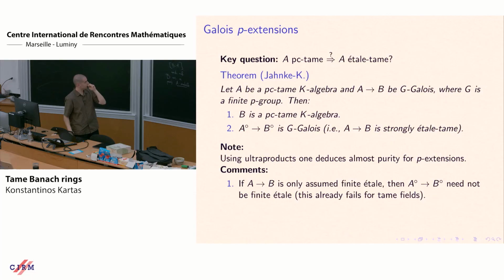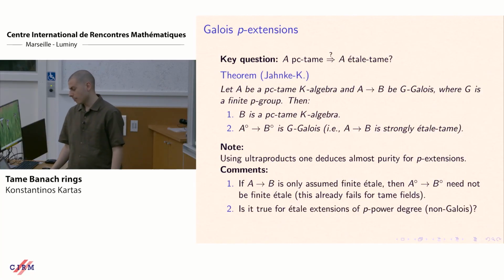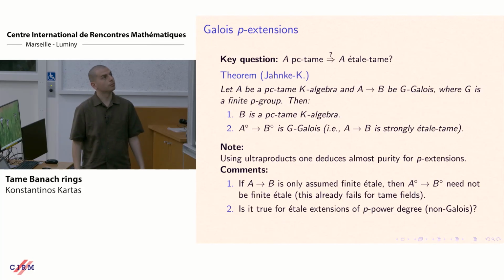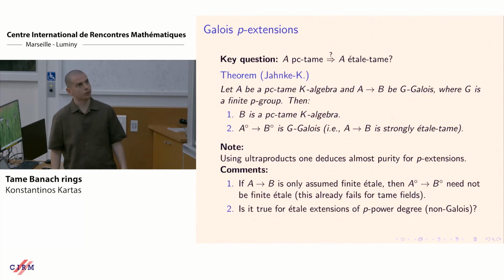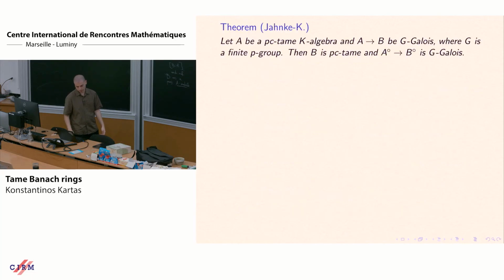So some comments. First of all, if you only assume A to B to be just a finite étale extension, then there's no reason to expect that the corresponding map at the integral level is finite étale, because this already fails for fields. But it might be true that this statement also holds in the p power degree case, which is not Galois. So for some reason in the proof, it's needed that A to B is a Galois extension. And I will now explain some elements in the proof.